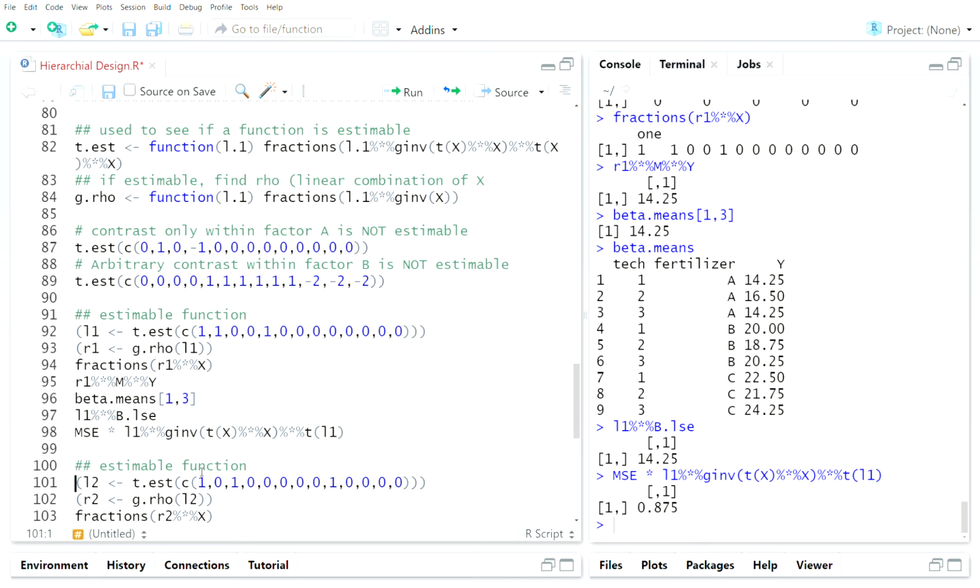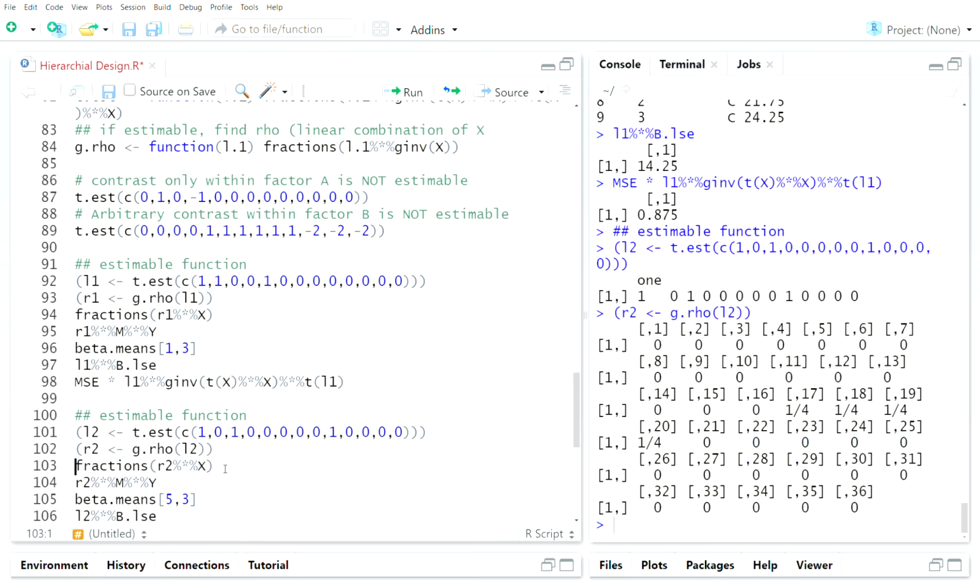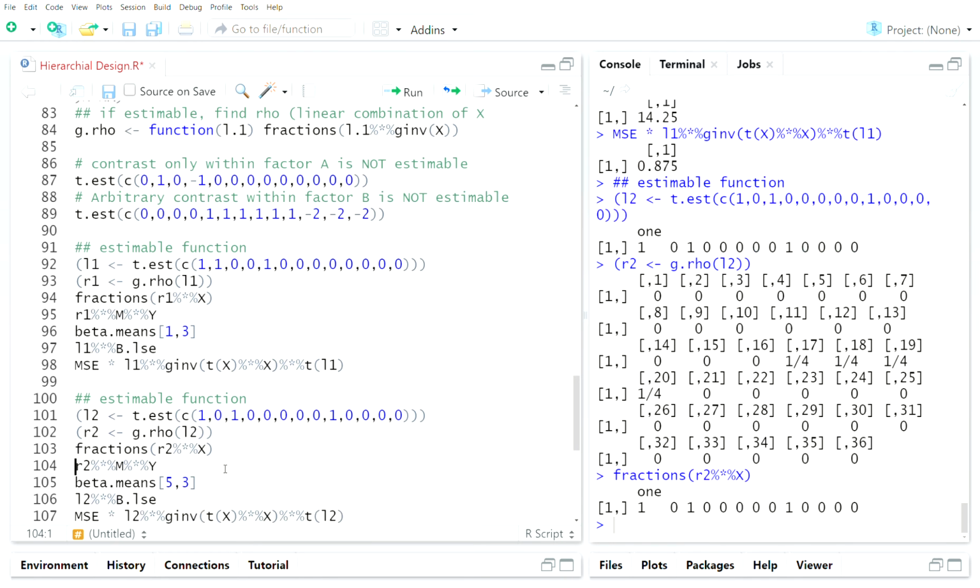Now let's look at this estimable function. Here we're taking the second level of A, so that means we have to pick one of these beta parameters that's nested within A. And that's an estimable function. Notice that we get that linear combination back. Now let's generate the row needed for the linear combination of the row space that we get that alpha back. And that's what we just looked at. We take row 2 times x, we should get L2 back, and we do.